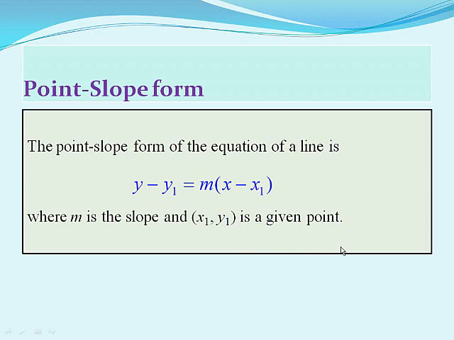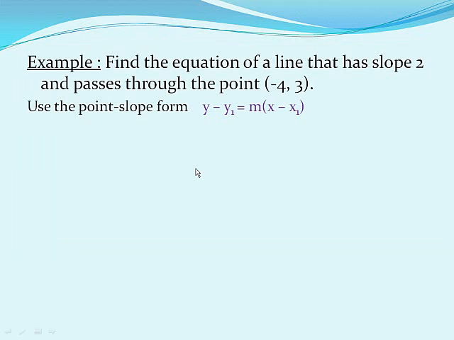Point slope form. The point slope form of the equation of a line is y minus y1 equals m multiplied with x minus x1. Here m is the slope and x1 comma y1 is a given point. Let's do an example. Find the equation of a line that has slope 2 and that passes through the point -4, 3. We are going to use the point slope form of a line.